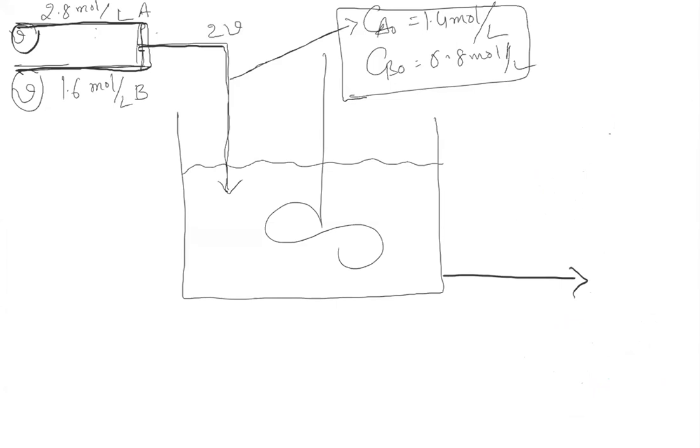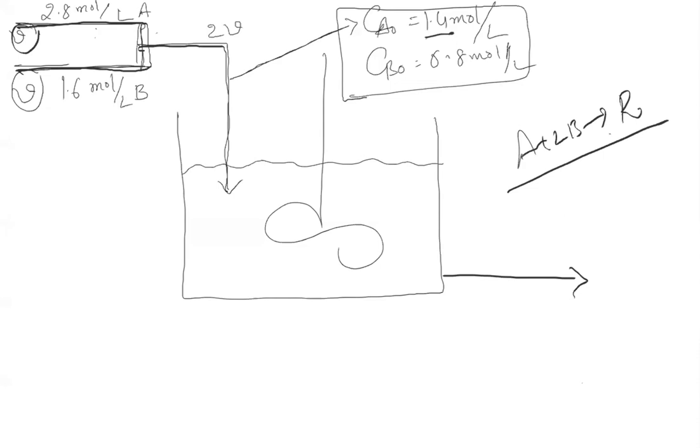What is the reaction which is given? A plus 2B gives R. Which one is the limiting reactant here? Suppose A wants to convert 1.4, how much B is required? It is 0.7, no? If A wants to convert 1.4 completely, the B required is 0.7. Suppose B wants to convert 100%, how much?